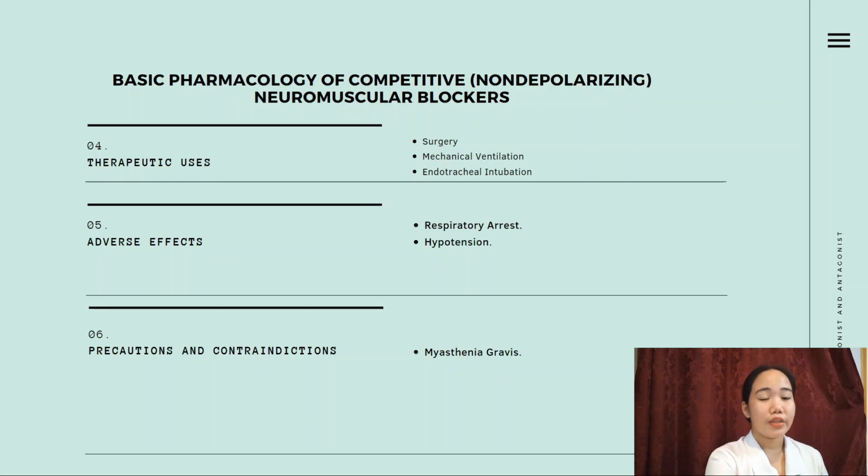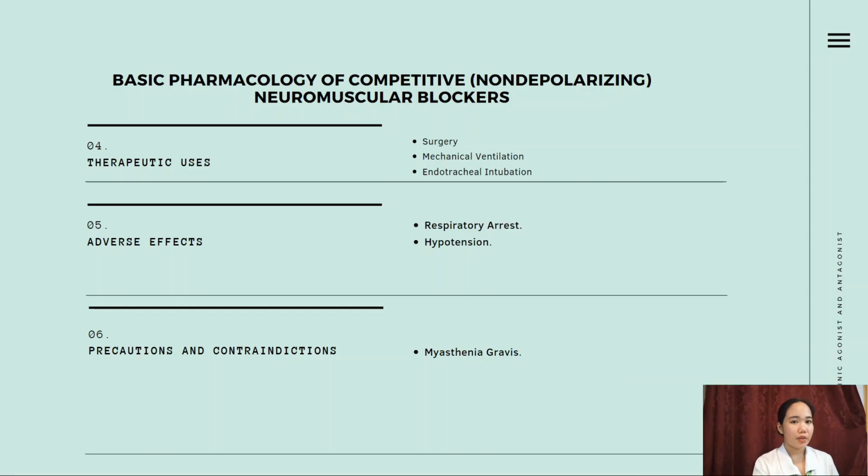Next, we have the endotracheal intubation. For this one, NMBA, or the neuromuscular blocking agent, may decrease the incidence of hoarseness and vocal cord injuries during intubation and can facilitate mechanical ventilation in patients with poor lung compliance.